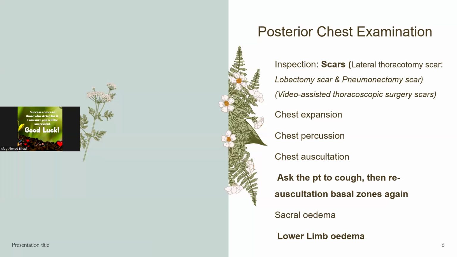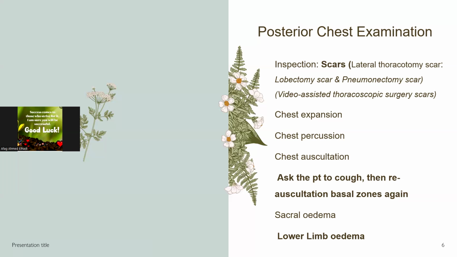But you have to be, as I said, very careful with that. And you have to remember that the trachea will be shifted in pneumonectomy. So you may hear bronchial breathing in the upper part of the chest, but it will be reduced in the lower part. So be very careful about lobectomy and pneumonectomy.